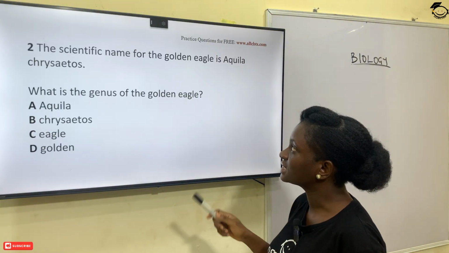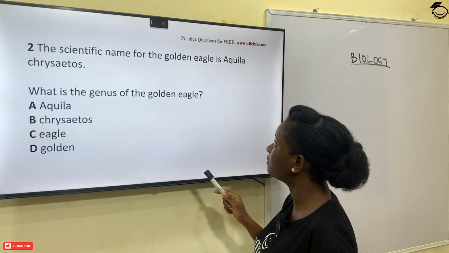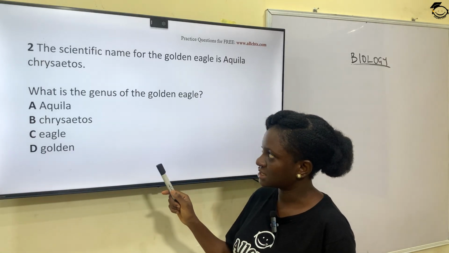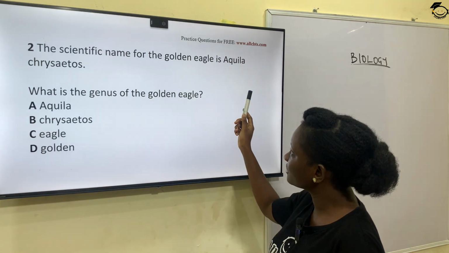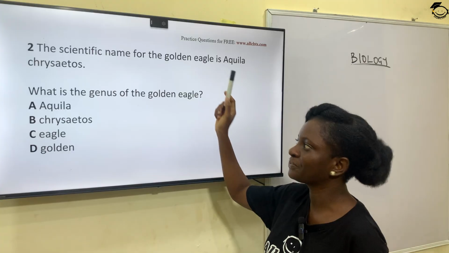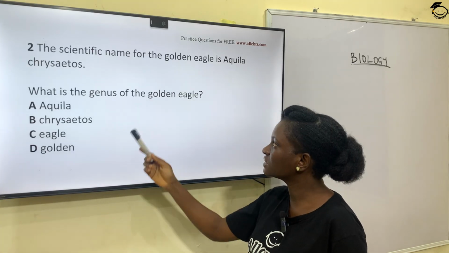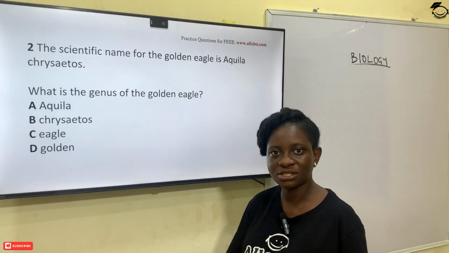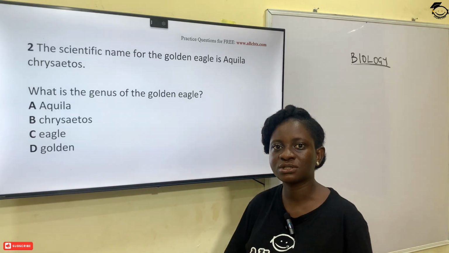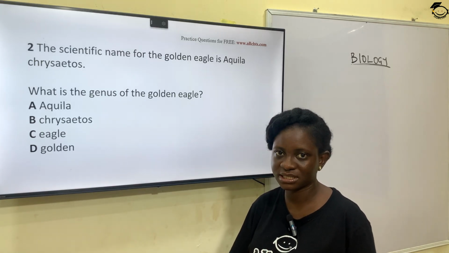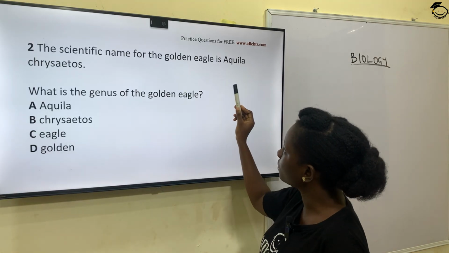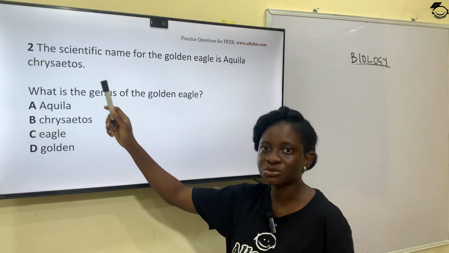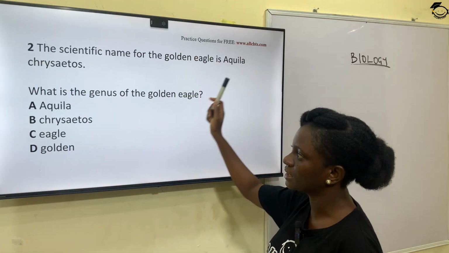Question 2. The scientific name for the golden eagle is Aquila chrysaetos. So the question is asking, what is the genus of the golden eagle? In the scientific name, we have the genus and the species. The genus is the first name. So from this question, the scientific name for golden eagle is Aquila chrysaetos, so the genus here is Aquila, option A.